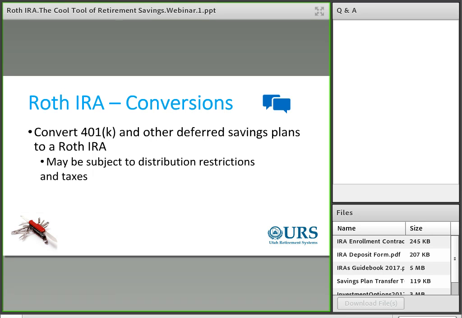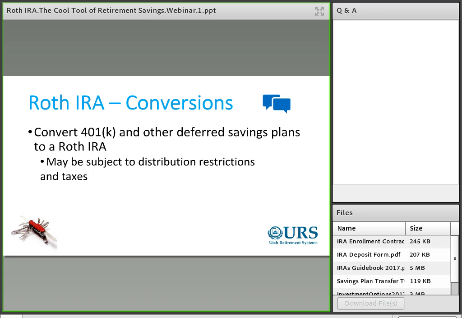You would just complete the form listed in your materials, the savings plans transfer to URS, and you would tell us that the money is currently in a 401k and we want that to go to a Roth IRA. What we want you to understand, though, is that it is going to be taxed. That money was never taxed going in. So to convert it to a Roth and get all that tax-free growth, you're going to pay taxes on the 401k money at whatever tax rate you're currently in.